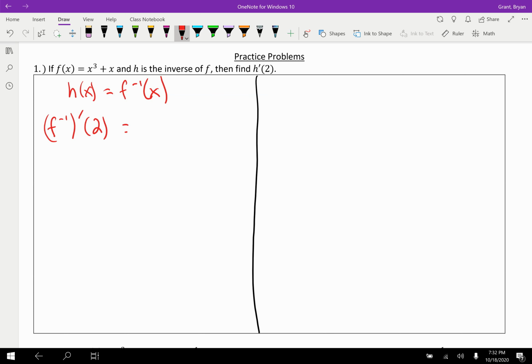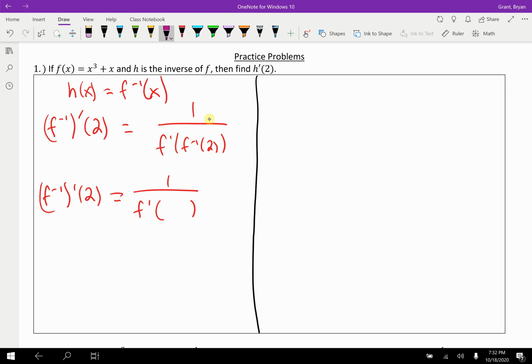And we have a formula for that. Our formula doesn't change. It's 1 over f prime of the inverse at 2. Okay, so if I'm looking for the inverse's derivative at 2, again, I always keep it lined up this way. I think it's going to help you keep everything in order. It's going to be 1 divided by f prime of something. What is the something? Well, the something is the inverse at 2. How do we find that?